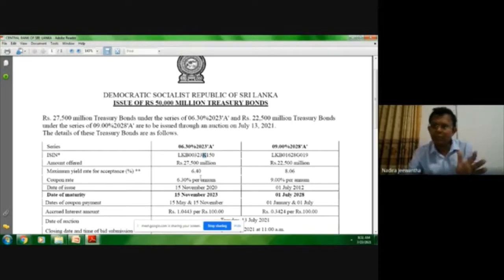If it is a treasury bill, same thing. 23rd, 2023 is the maturity year. On your right hand side, the date of the maturity. Here we go.